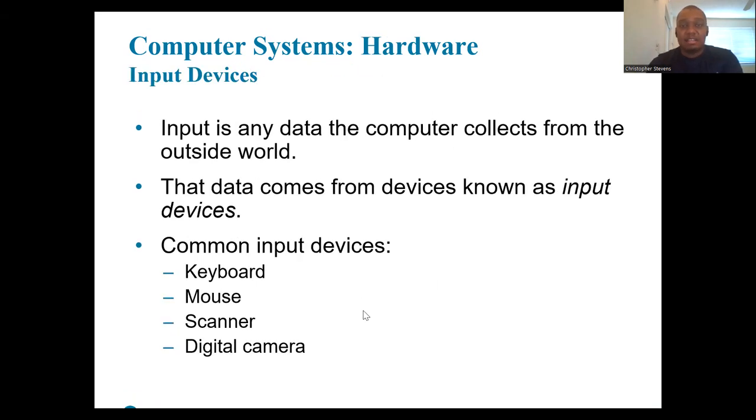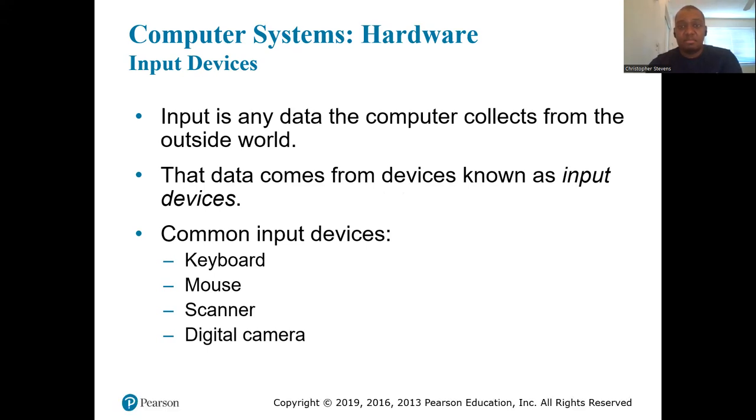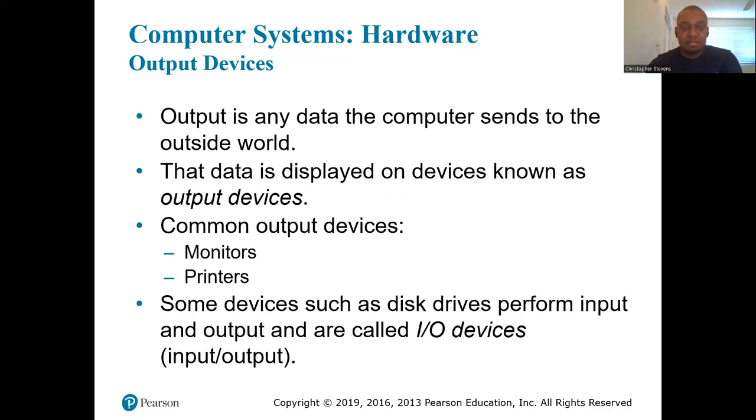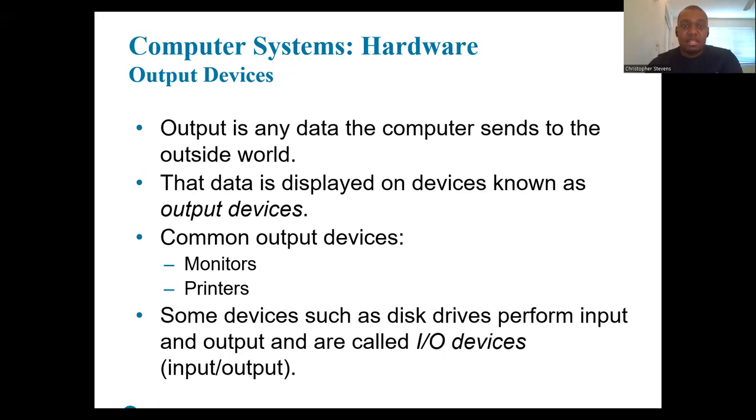Input is any data that the computer collects from the outside world. Common input devices include keyboard, mouse, scanners, and digital cameras. Output is any data that the computer sends to the outside world. Common output devices are monitors and printers. Some devices, like disk drives, perform both input and output functions and are called I/O devices. I/O: input output.